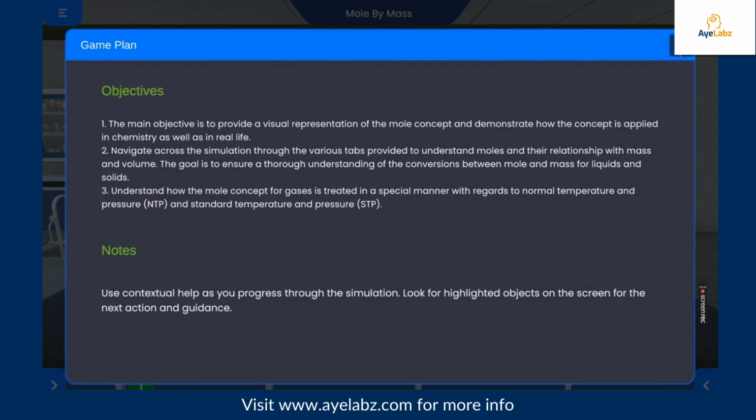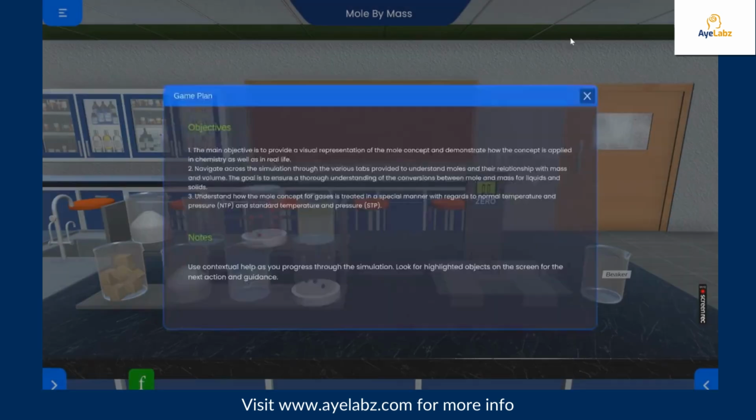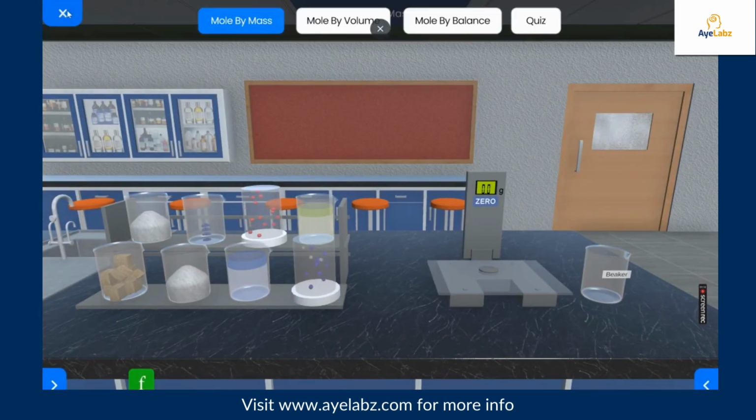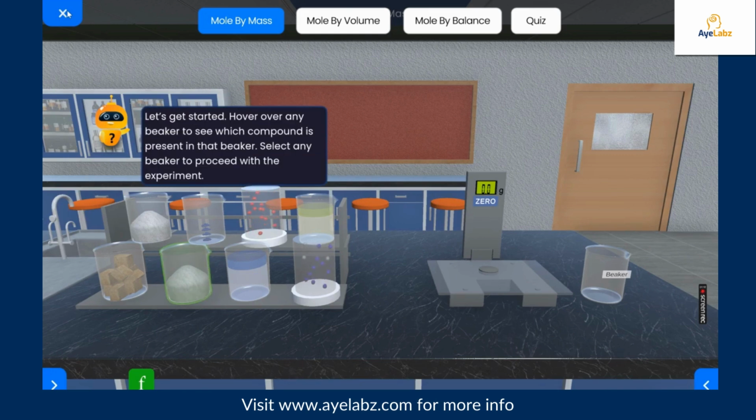Each simulation begins with a game plan. This outlines the overall objective of the simulation. Our main objective of this simulation is to provide a visual representation of the mole concept and stoichiometry to demonstrate how the concept is applied in chemistry as well as in real life. This simulation consists of four important parts: mole by mass, mole by volume, mole by balance, and finally quiz.